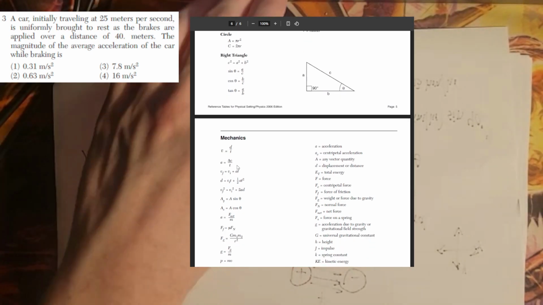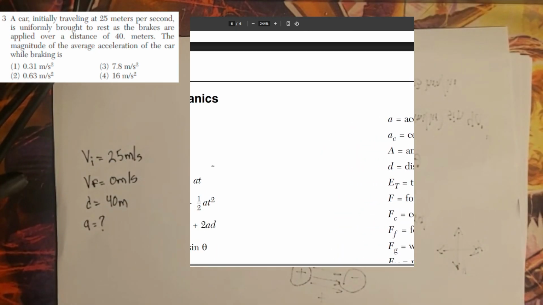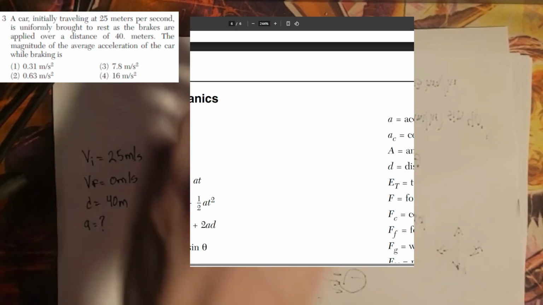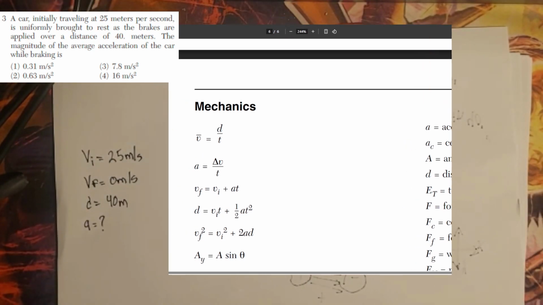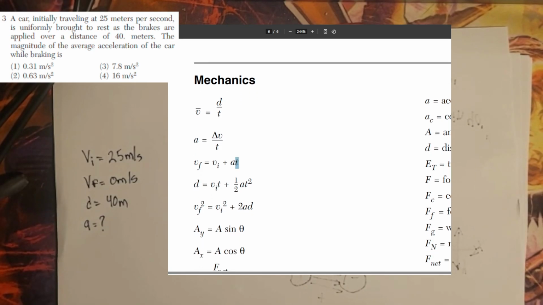So what we're going to do is find the formula that incorporates all the variables that we have and also the one that we're looking for, right? So we're looking for acceleration. We have initial velocity, final velocity, distance, and acceleration. We're looking for acceleration. But what we can't do is pick one that has time, because we don't know what time is.